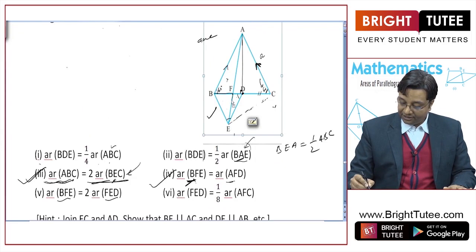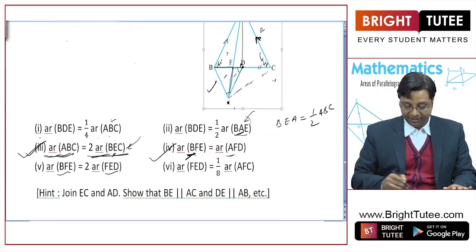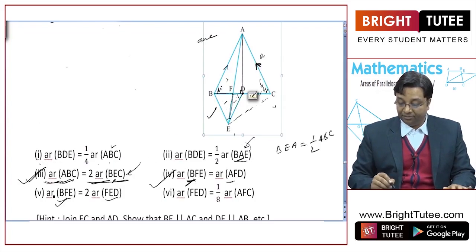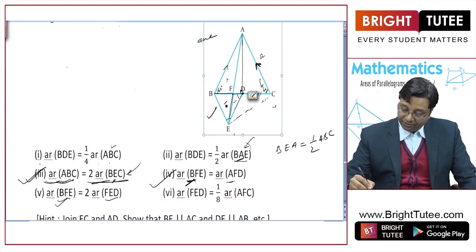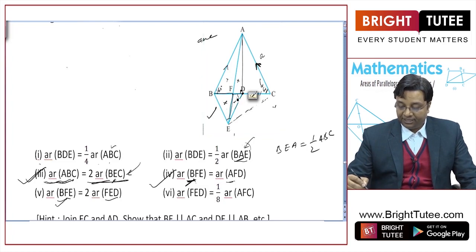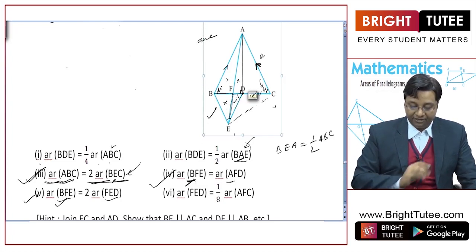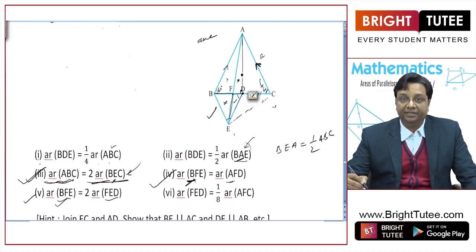BFE, that is this area, and FED, that is this area. In these two areas, we need to prove the relationship that area BFE is double the area of FED. We have already proved that this area is equal to this area. So we can now prove that area of AFD is double of area of FED, and the fifth part will be proved, right? So look at area of AFD.